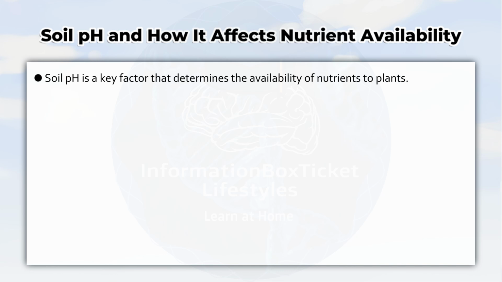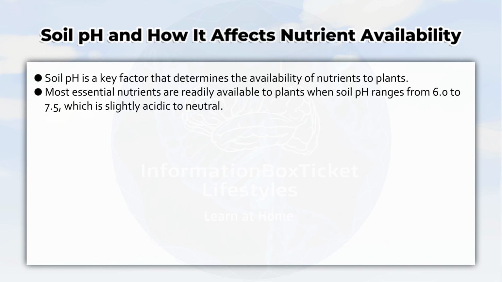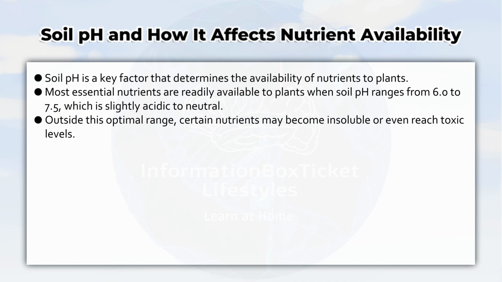Soil pH is a key factor that determines the availability of nutrients to plants. Most essential nutrients are readily available to plants when soil pH ranges from 6.0 to 7.5, which is slightly acidic to neutral. Outside this optimal range, certain nutrients may become insoluble or even reach toxic levels.